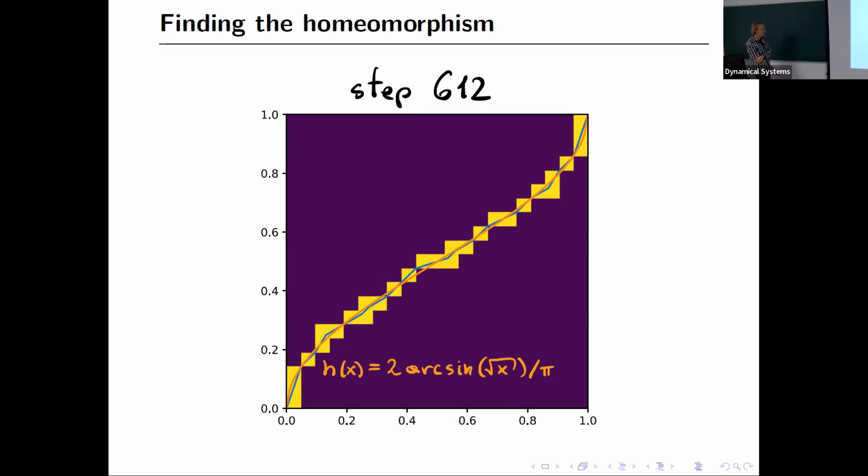And eventually at step 612, we get this minimal value we obtained, and you can see that it actually gets us a quite nice approximation of the right homomorphism, of the homomorphism that is theoretically the right connecting homomorphism between logistic and tent map. Yeah, so we were very happy about this result.